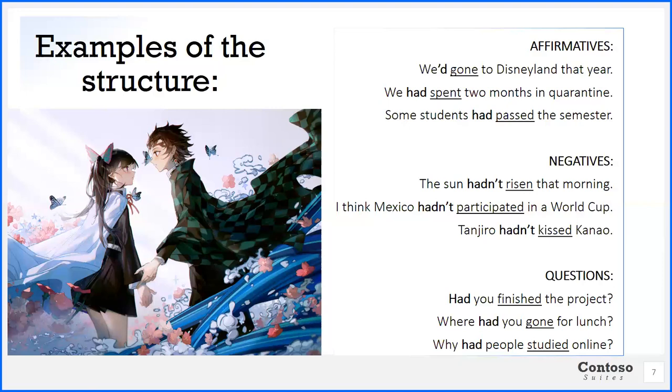Negatives: Tanjiro hadn't kissed Ganao. I think Mexico hadn't participated in the World Cup. And in questions: had you finished the project? Why had people studied online? Again, these sentences might need a little bit more context. Yes, they do, but we're just checking the structure out. That's why they're on their own, so you can see the structure and just practice them.